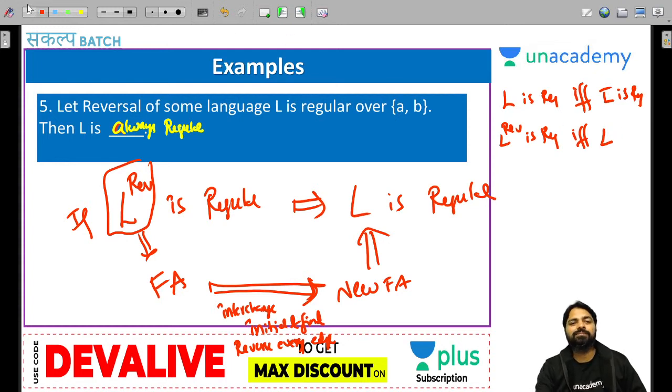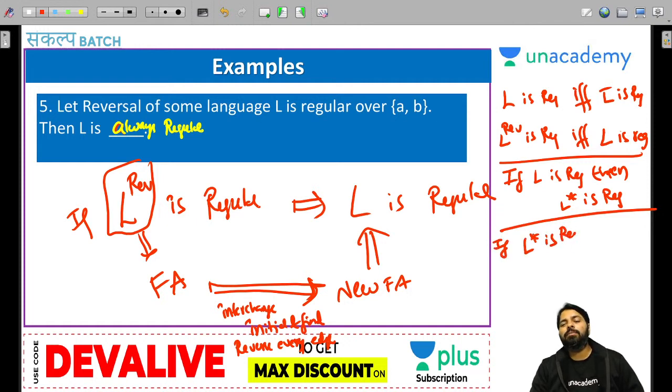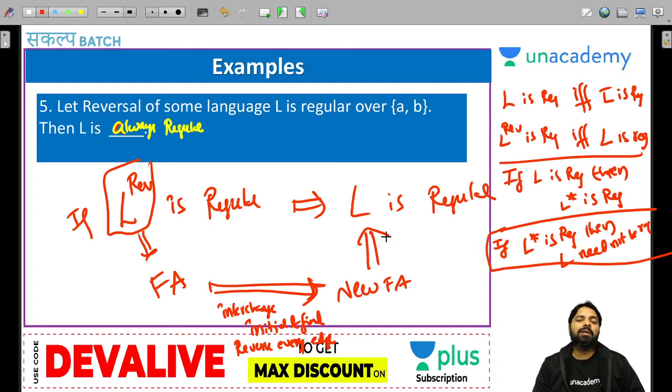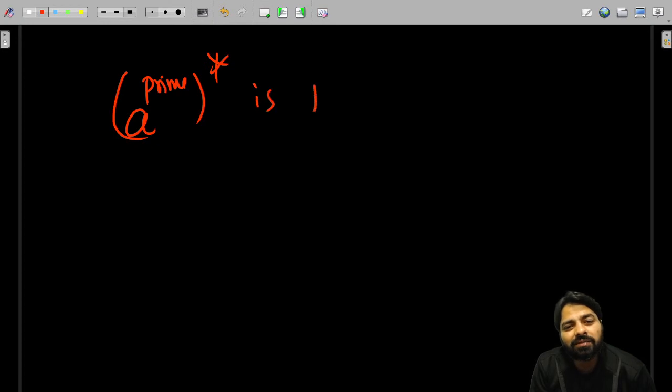Let me write that side, it's fine. Only one point you have to remember: if L is regular, we know that L star is regular. But if L star is regular, it doesn't mean that L is regular. Then L need not be regular. This is already a previous year GATE question. Example, a power prime. Look at that, a power prime. Whole star is regular. But that doesn't mean that a power prime is regular. Yes or no?